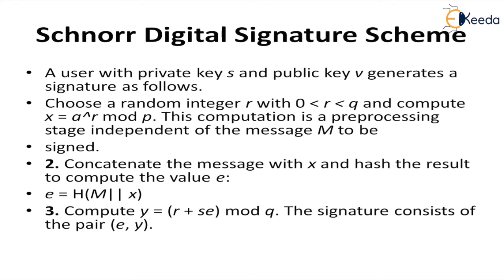Then the user with the private key and the public key generates a signature as follows. Choose a random integer r with 0 < r < q and compute x = a^r mod p. This computation is a pre-processing stage independent of the message m to be signed. Second, concatenate the message with x and hash the result to compute the value of e. e = H(m, x). Third, compute y = r + se mod q. The signature consists of the pair (e, y).